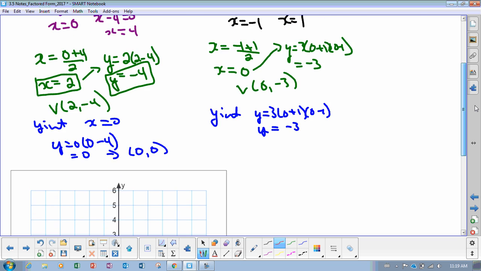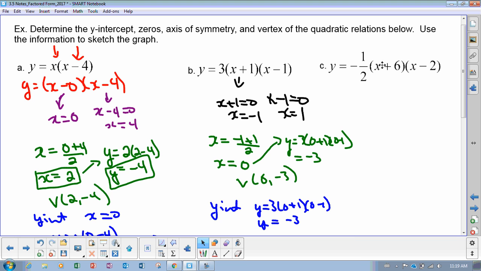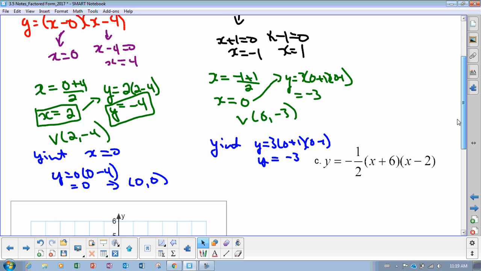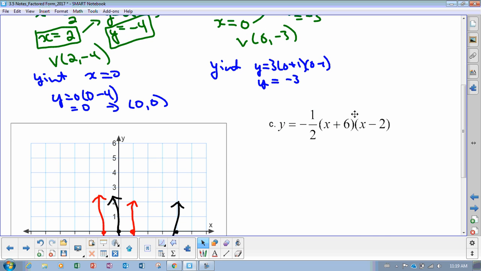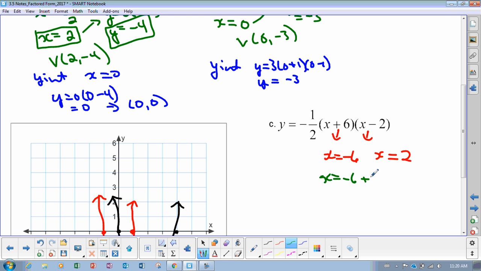All right, so our last example, I'm actually going to grab the equation and move it down here. Looking at this, I see I got some different transformations going on. I got a reflection, I got a compression. That doesn't really change how we're going to look at the zeros. Starting off with the zeros, I have 2 zeros: x equals negative 6, and x equals 2. Then I'm going to do my axis of symmetry. So x equals negative 6 plus 2 over 2, so x equals negative 4 over 2, which is negative 2. That's my axis of symmetry.